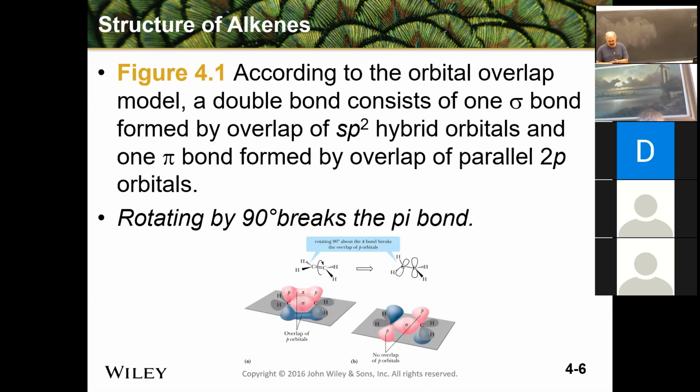Okay, so we saw that with ethane, we could freely rotate, but with ethylene, which is shown here, I don't have free rotation. As the model accurately depicts, this is rigid. I actually have to break the pi bond in order to have this undergo rotation.